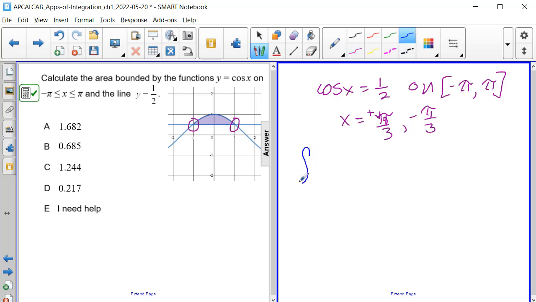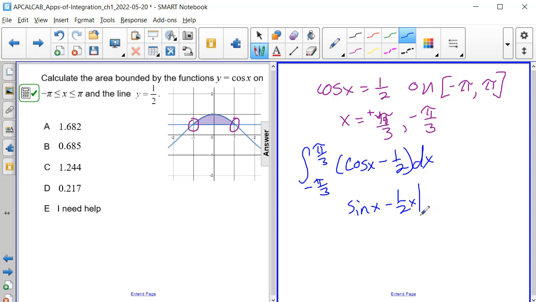So let's set up our integral. We're going from negative pi over 3 to pi over 3 of cosine of x minus 1/2 dx. And we're doing that because the cosine curve is above the line. So now let's integrate. The integral of cosine is sine of x minus 1/2 x.